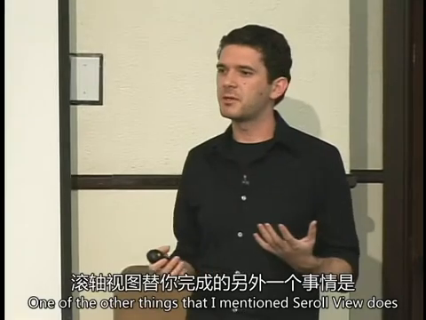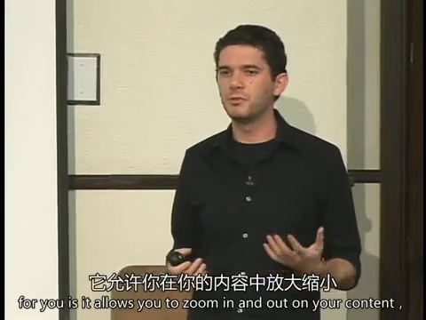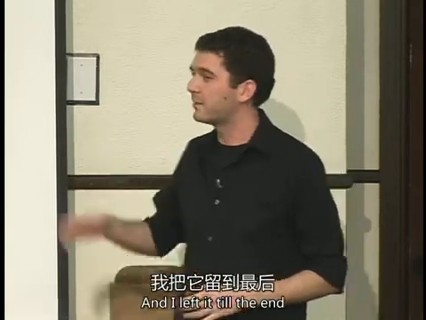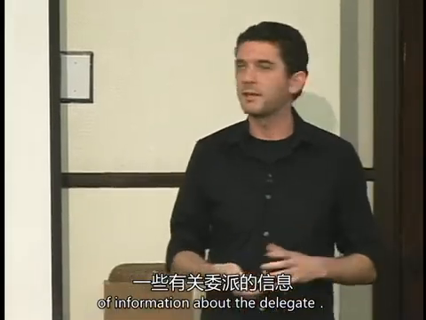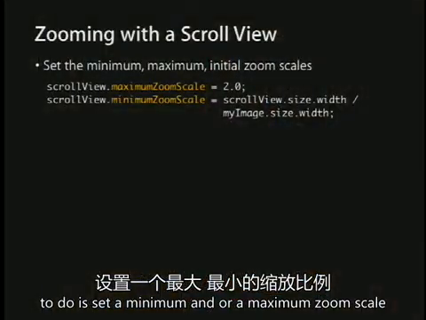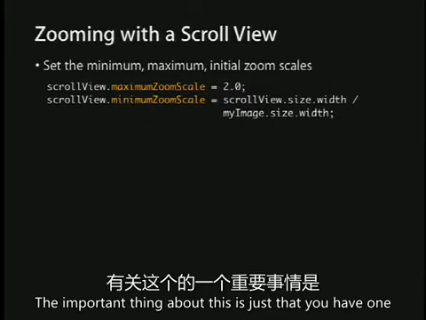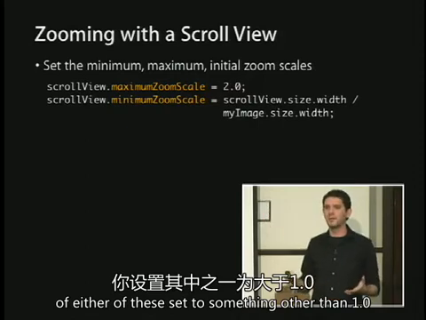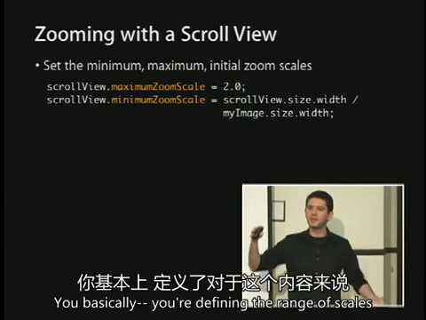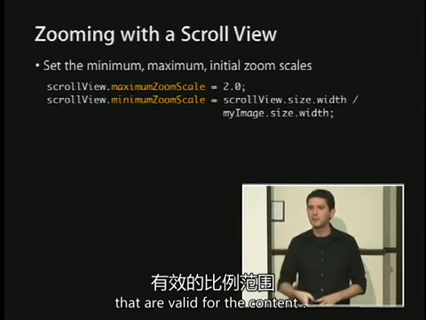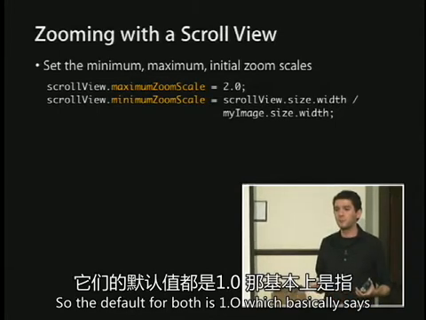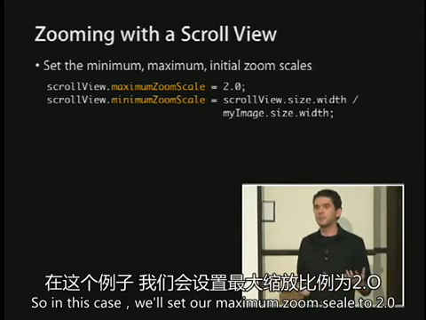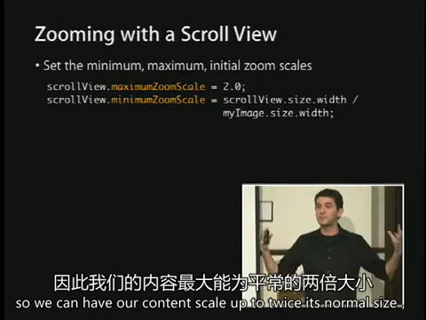One of the other things that I mentioned scroll view does for you is it allows you to zoom in and out on your content, and it handles most of this for you. There's actually only two things you have to do. And I left it till the end because it requires a little bit of information about the delegate. The first thing that you have to do is set a minimum and or maximum zoom scale. The important thing about this is just that you have one of either of these set to something other than 1.0. You're defining the range of scales that are valid for the content. So the default for both is 1.0, which basically says that normally you can't zoom in or out on the content. So in this case, we'll set our maximum zoom scale to 2.0, so we can have our content scale up to twice its normal size.